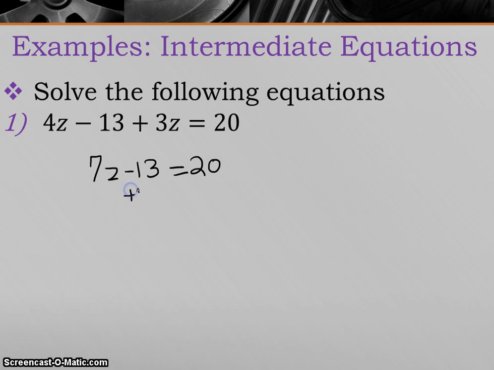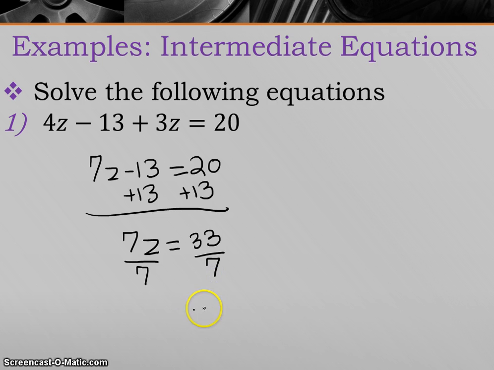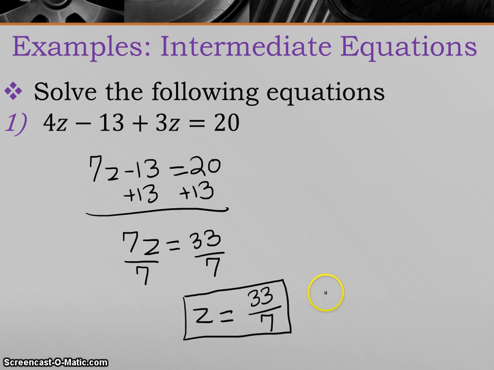So we add 13 to both sides. So 7z equals 33. And then divide both sides by 7. And z would be, 7 does not go into 33. So I'll leave it as the improper fraction 33 over 7. A mixed number, which would have been 4 and 5/7, is perfectly acceptable. And then the decimal equivalent, again, is also acceptable. But again, I'd rather not write them as decimals.